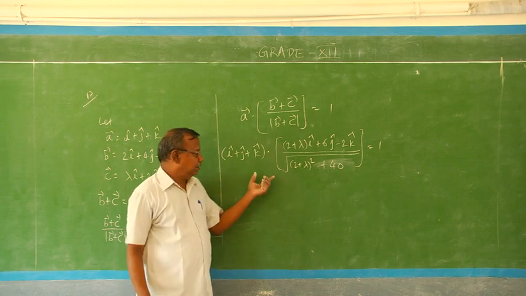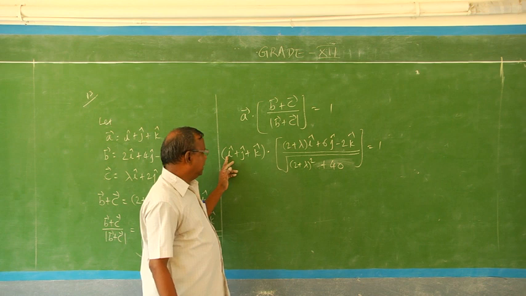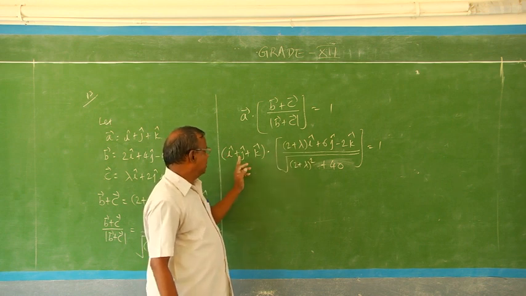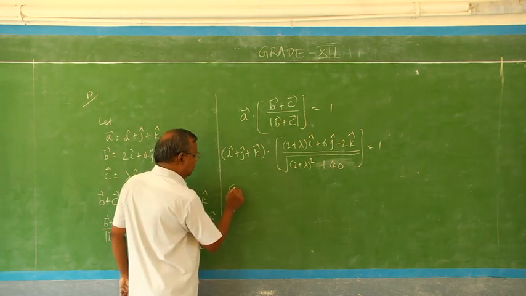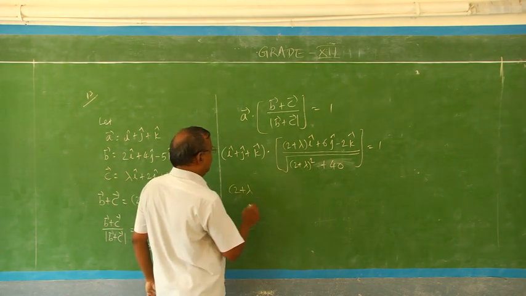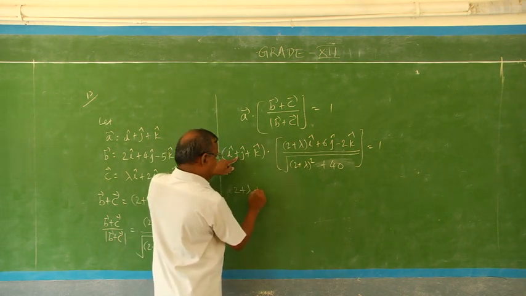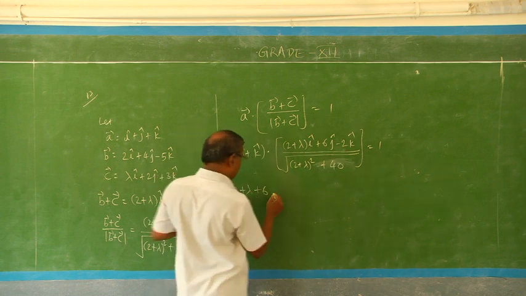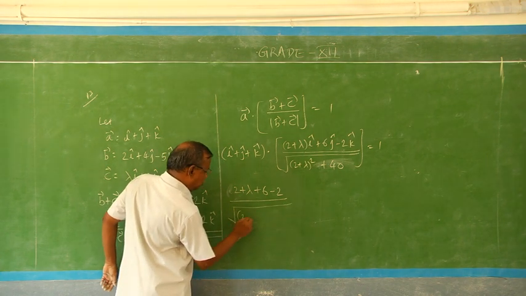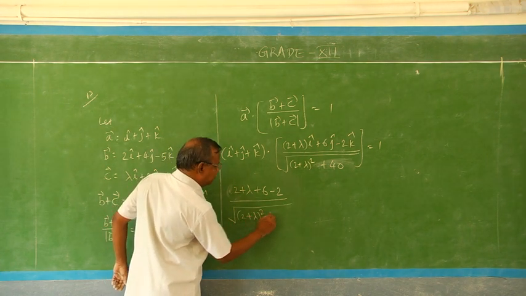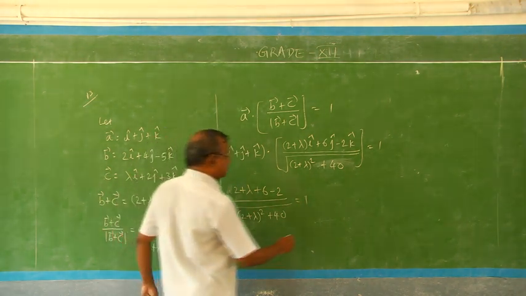Now taking the dot product between two vectors is nothing but the coefficient of i into coefficient of i plus coefficient of j into coefficient of j, k into k. Similarly it is 1 into (2 plus lambda) plus 1 into 6 plus 1 into minus 2, that is minus 2, divided by root of (2 plus lambda) whole square plus 40 equal to 1. Bring the denominator to that side.